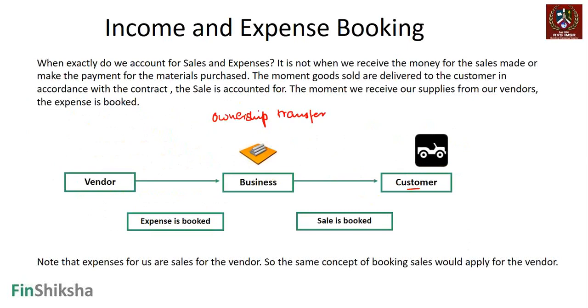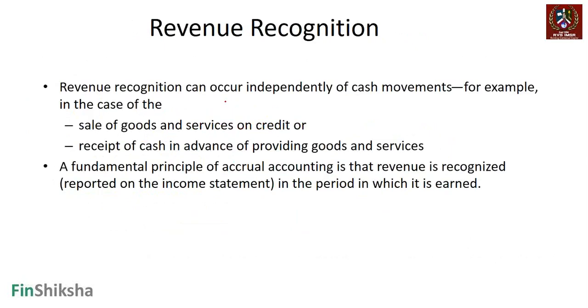So for example, in services businesses, how do you do it? There are multiple other cases where ownership transfer may not be so easy to figure out, right? Now, revenue recognition can occur independently of any cash movements, right? So the cash flow has got nothing to do with the revenue recognition. The sale of goods and services can happen on credit, where you will find a receivable, and receipt of cash in advance of providing goods and services can also happen. So basically the cash could come in at a different point. The revenue will get recognized based on certain principles specific to revenue recognition.